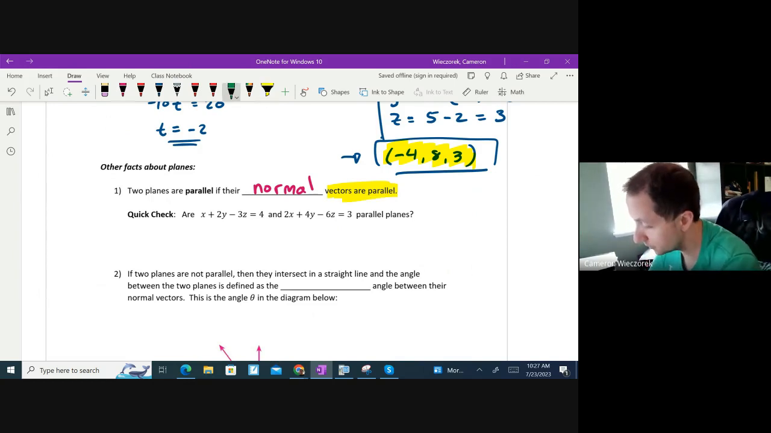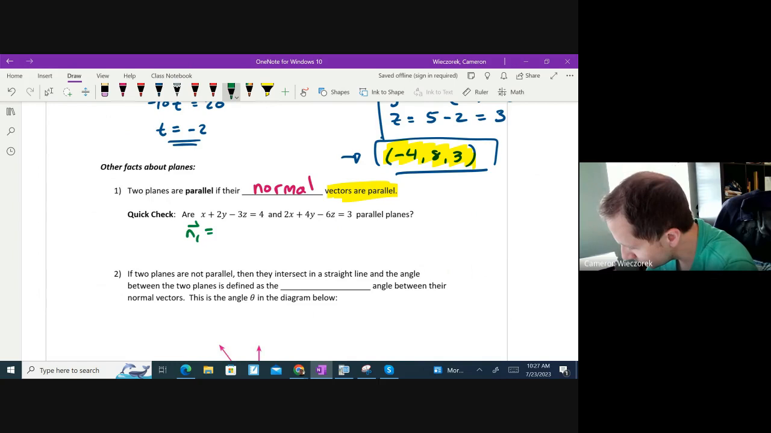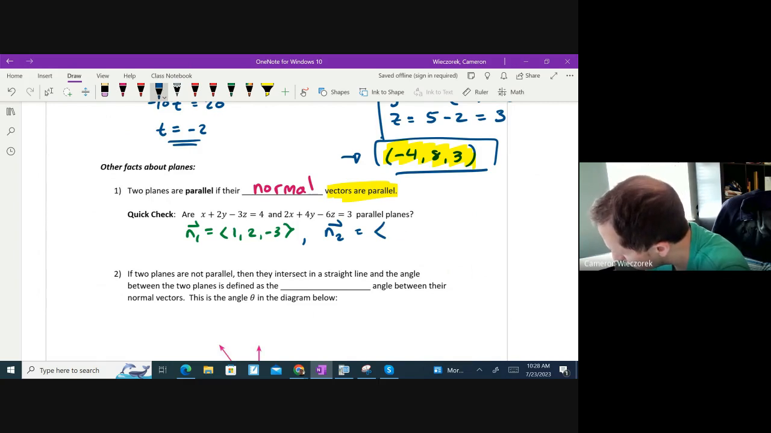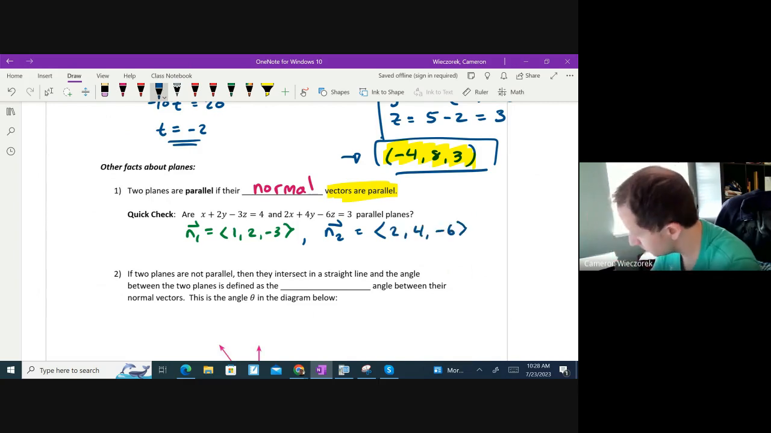So the normal vectors, if you think back to what we did on the last page, are just going to be the vector of coefficients for x, y, and z. Just distributing that dot product. So are these 2 planes parallel? Well, let's call this first normal vector n1. Coefficients of x, y, and z would be 1, 2, negative 3. And for the second plane, n2, our normal vector would be 2, 4, -6. So you have to kind of just look at them and compare them.